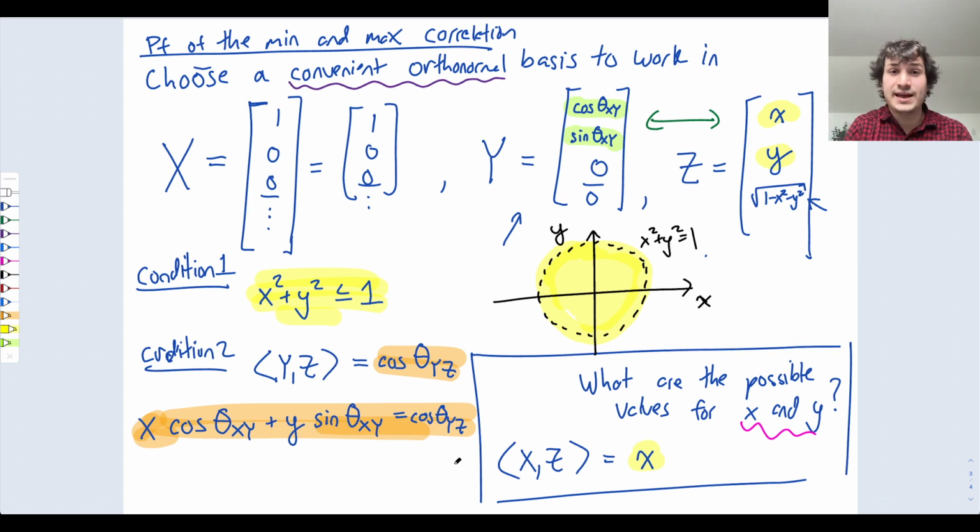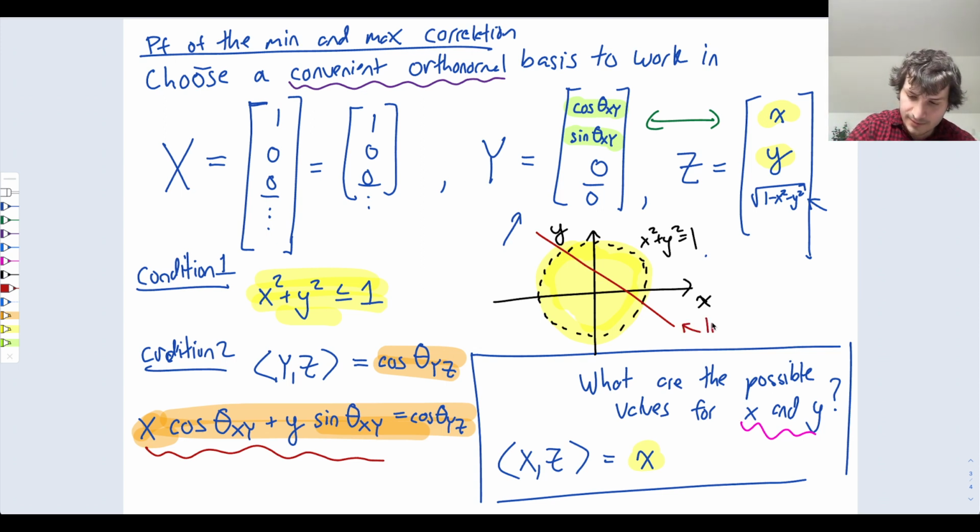What is the orange equation saying? It is the equation of a line: x times something that we're given plus y times something that we're given equals something else we're given. So this equation is simply some line that lives through here. This is the line that enforces yz equals cos theta yz. So given the cosine, you have some line.